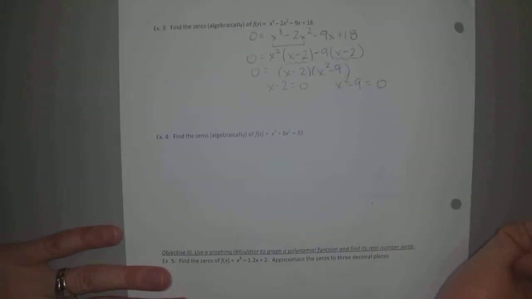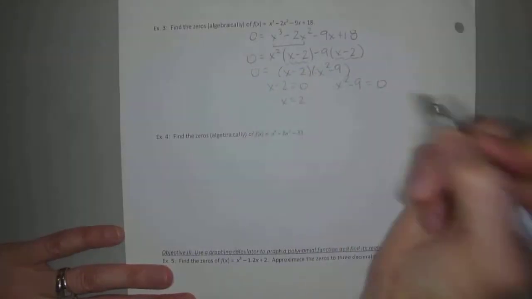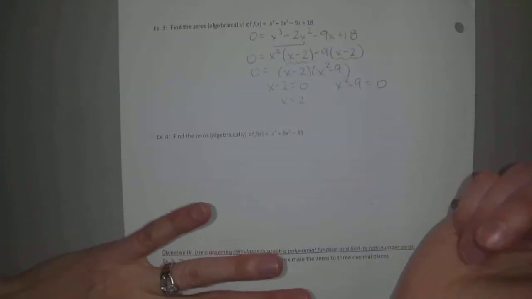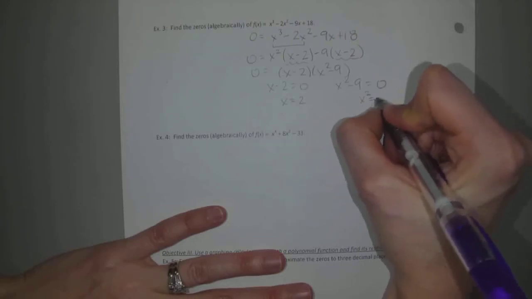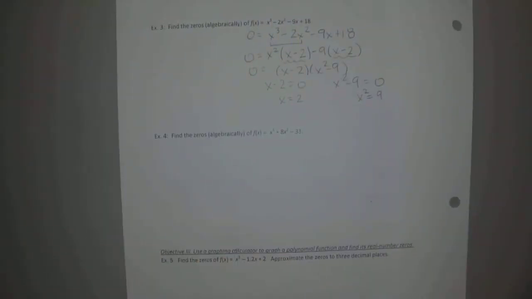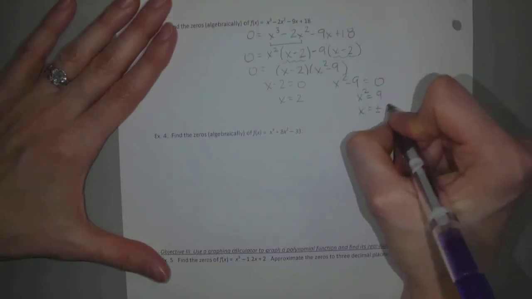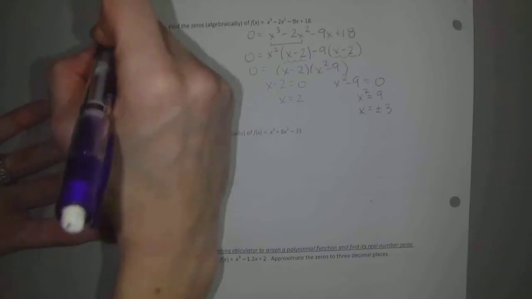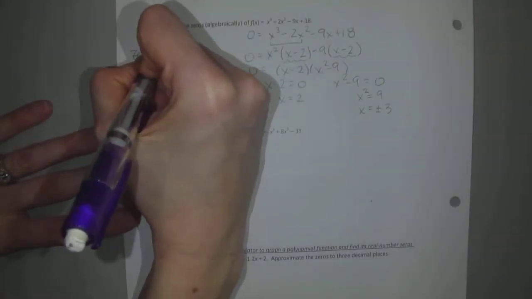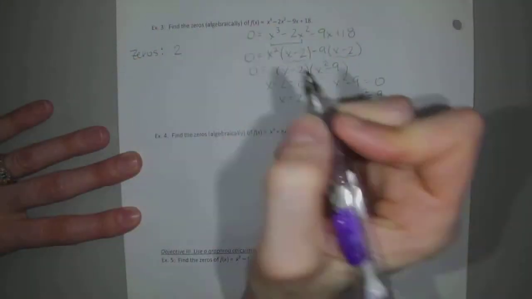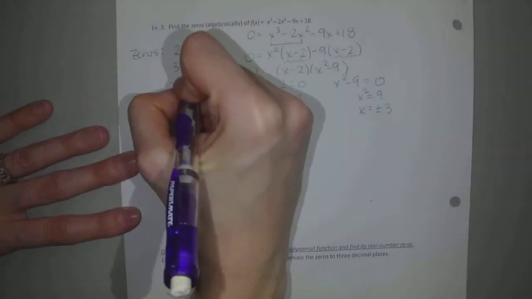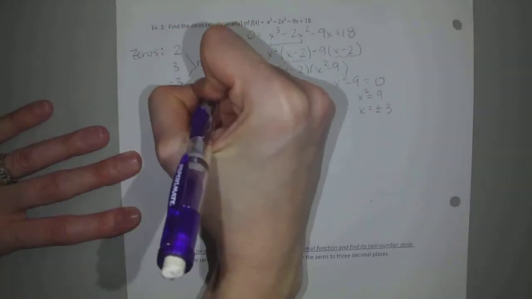Solve for x with x minus 2 is just a matter of moving the 2 over, right? So that's just going to be x equals positive 2. But over here, when you move the 9 over, you have x squared equals 9. But how do you solve a square? You take the square root, and when you put the square root there, what don't you forget to put in front? Plus or minus, right? So this is x equals plus or minus 3. So guys, over here I'm going to list our zeros. We have 2, 3, and negative 3, and they're all multiplicity of 1, correct?